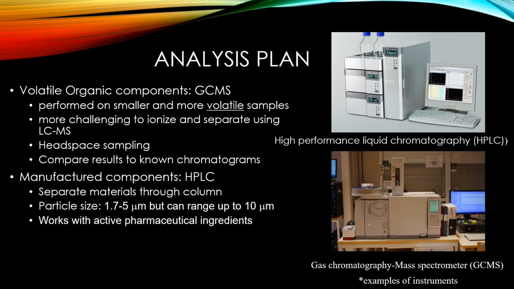So to detect the volatile organic components, I would use gas chromatography mass spectrometry, or GCMS. The reason why we chose this is because it is performed on smaller, more volatile samples. As stated in the title, they are volatile organic components. It's more challenging to ionize and separate them using liquid chromatography, so GCMS would be a lot better than using liquid chromatography. That's why you're not using the HPLC for the volatile organics.